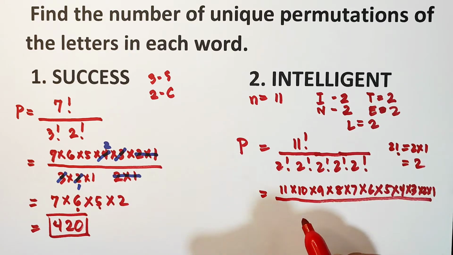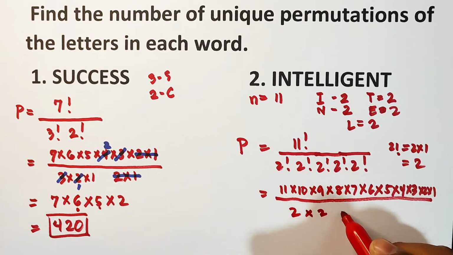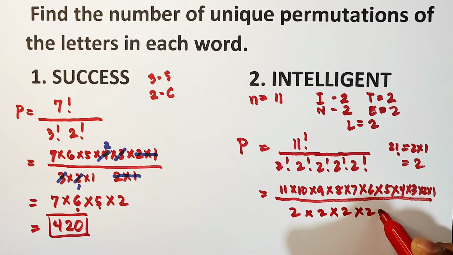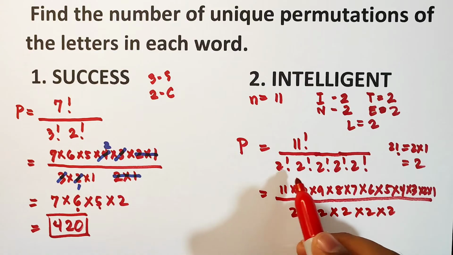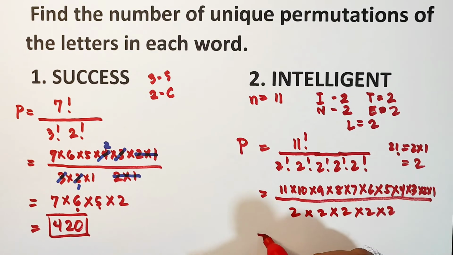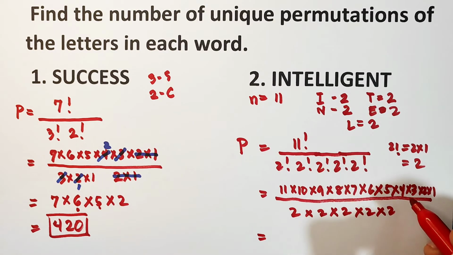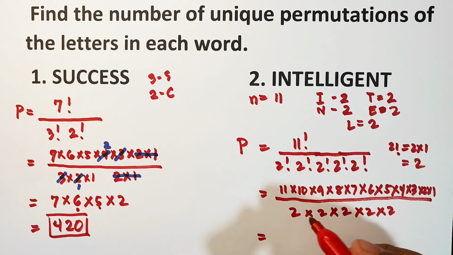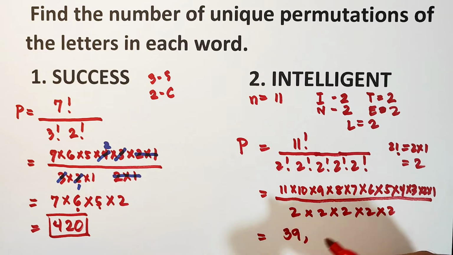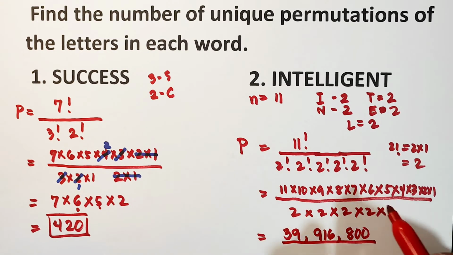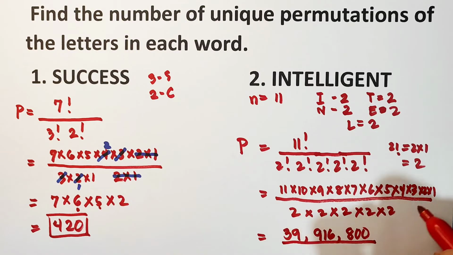2 times 1 is 2. Therefore, 2 factorial is 2 times 2 times 2 times 2 times 2. So we have 5 2 factorials. Okay. The next, 11 factorial, 11 times 10 times 9 times 8 times 7 times 6 times 5 times 4 times 3 times 2 times 1, that is equal to 39,916,800. And that number must be divided by 2 times 2 times 2 times 2 times 2, or 5 twos, or 2 raised to 5. 2 raised to 5 is equal to 32.